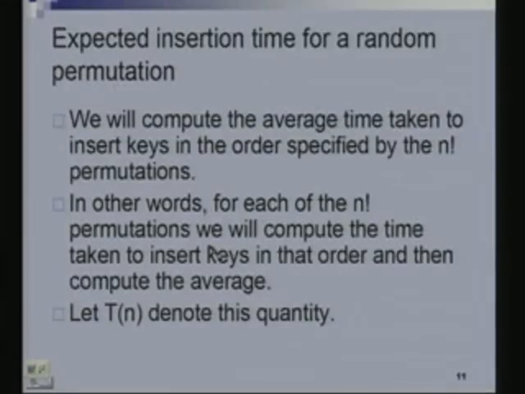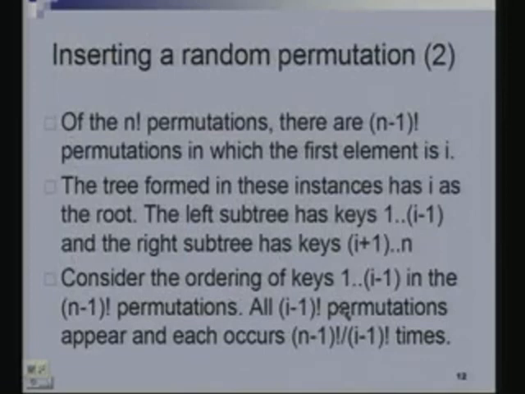So, that is what was being said here. For each of the n factorial permutations, we are going to compute the time taken to insert the keys, which is what we did for T3, and then compute the average. So, that gives us the value of T3. But we cannot do the computation in this manner; we have to do it cleverly because we have to compute what T of n is.